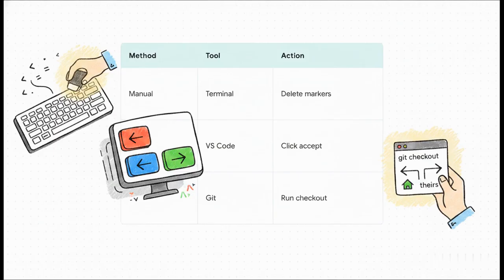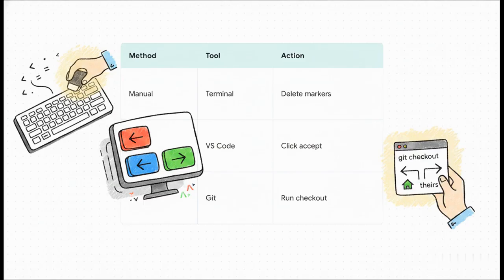Method 2 is using an IDE GUI like VS Code. VS Code is great because it highlights these sections in bright colors and gives you these really handy buttons sitting right above the conflict that say accept current, accept incoming, or accept both. You just click a button and it does the cleanup for you.